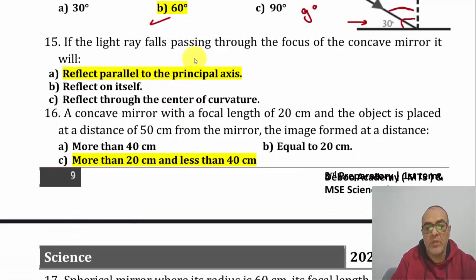If light falls passing through the focus of a concave mirror, it will reflect, as we said before, parallel to the principal axis. A concave mirror with a focal length of 20 centimeters and the object placed at a distance of 50 centimeters: the image will be more than 20 centimeters and less than 40, between the focus and the center of curvature.